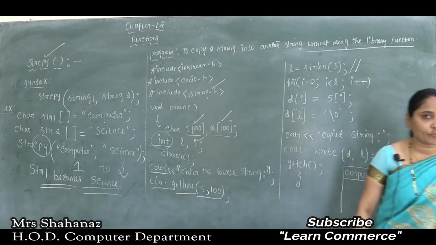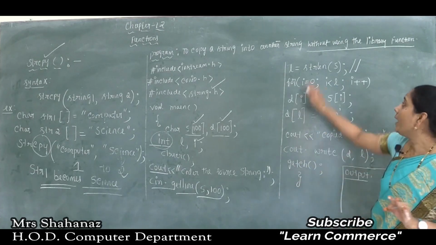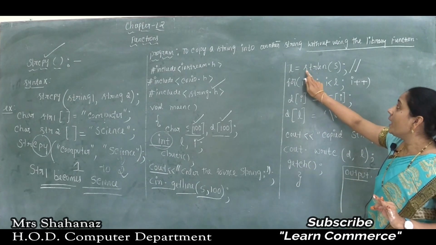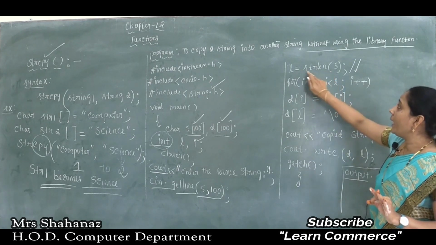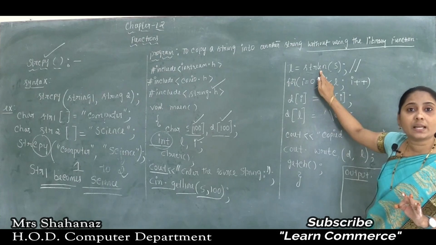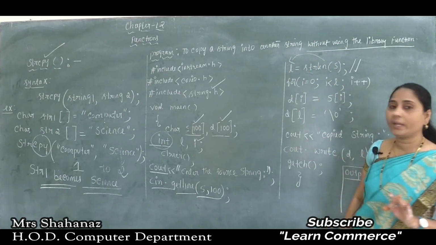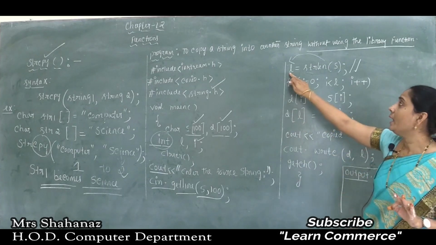Just we need to find out, we need to use the coding. How are we going to use the coding? That means the syntax is strlen of s here, and after finding by using the syntax or coding strlen of s, now such a character count we are going to assign or initialize to the variable L.